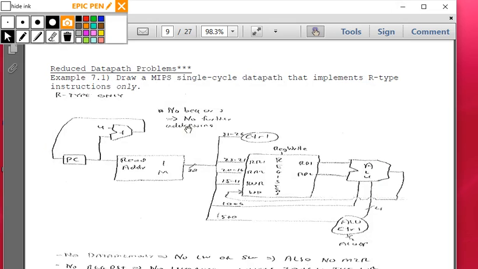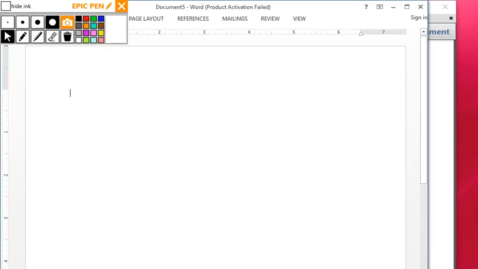So this problem, example 7.1, we're going to go through a number of these. Draw a MIPS single cycle data path that implements R-type instructions only. Not only are you going to do that, but you have to understand what each part does. So the best way to do this is to take what you know about the data path and include parts that you do need, get rid of the parts that you don't.